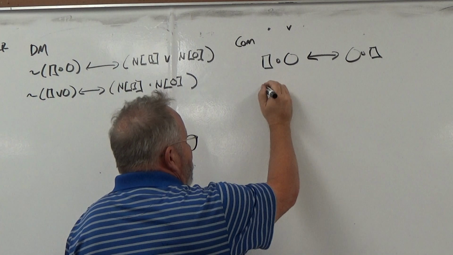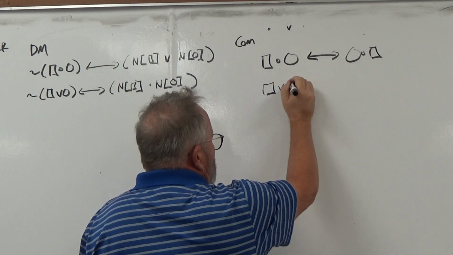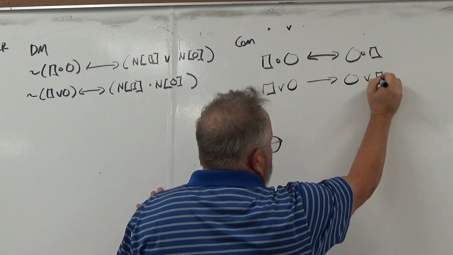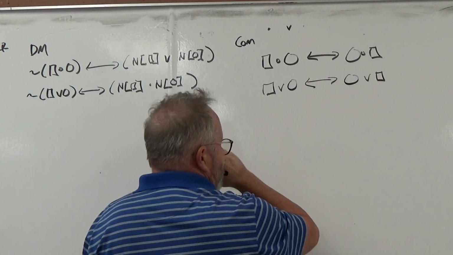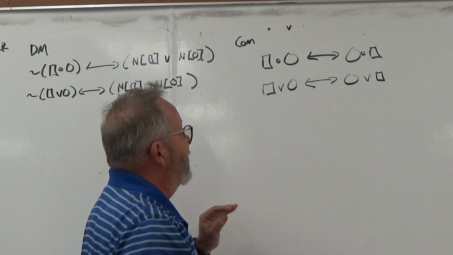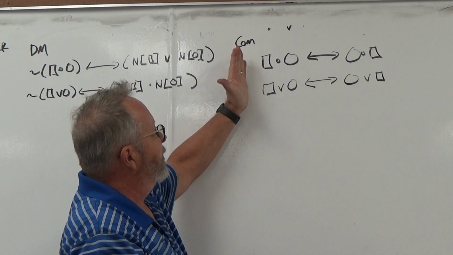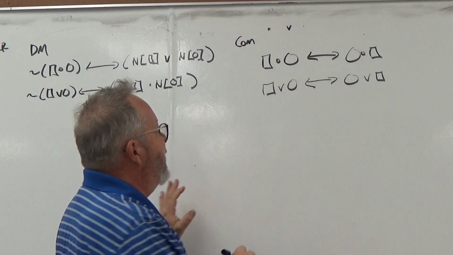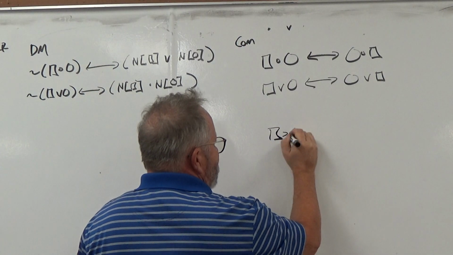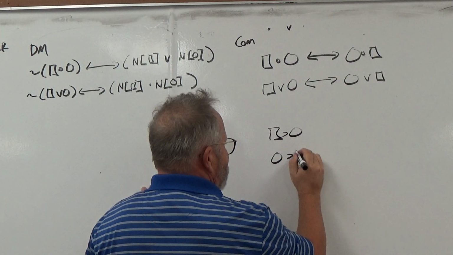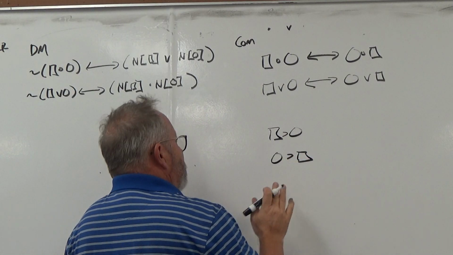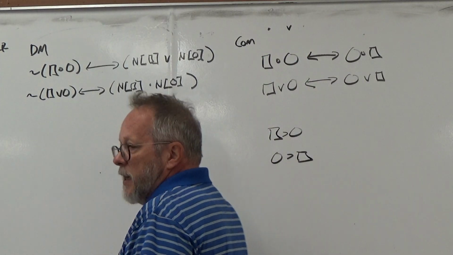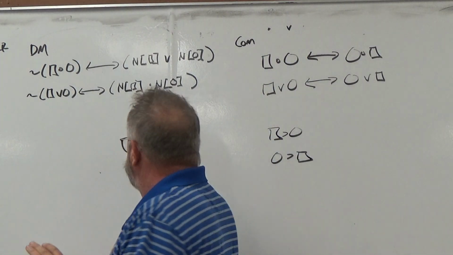Okay? And if I have box or circle, I can replace that with circle or box, okay? Or vice versa, okay? So this is only concerning ands and ors. You can't just do this: box then circle, therefore circle then box. Nope. You can do it for ands, and you can do it for ors, but nothing else, okay?